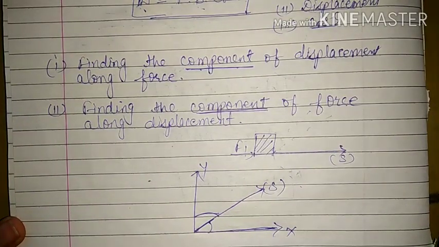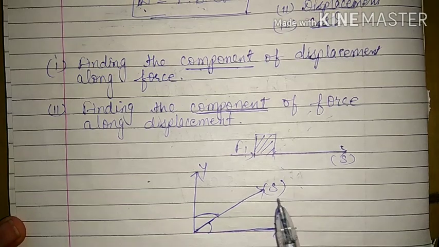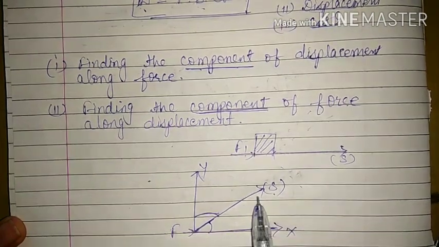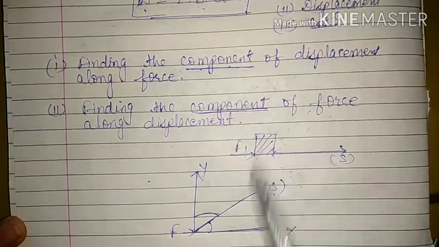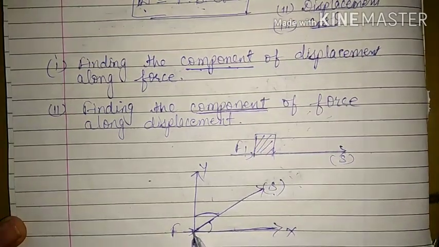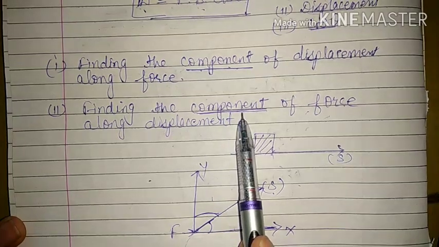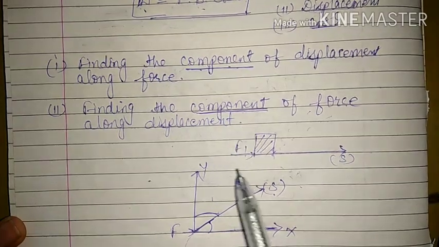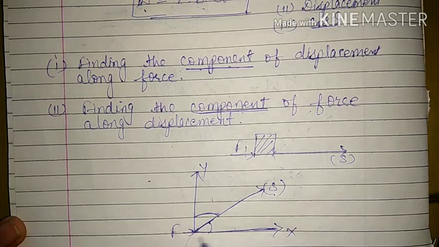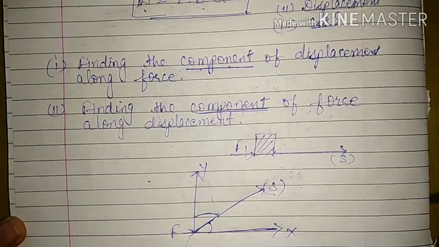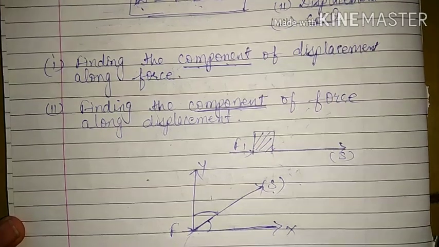Okay, so this is our displacement and we will apply one force here, and we have to find out either the component of displacement or the component of force. So this is the component. That means if the object is moving in any other direction than the straight line, then we will need the component of that vector quantity.